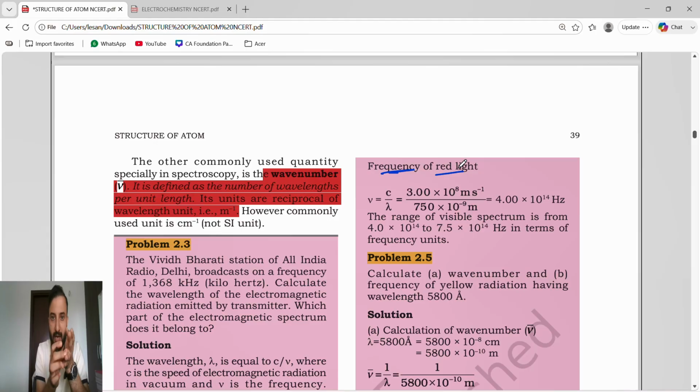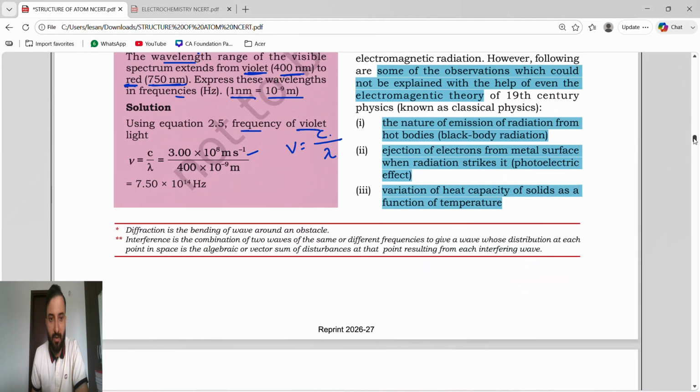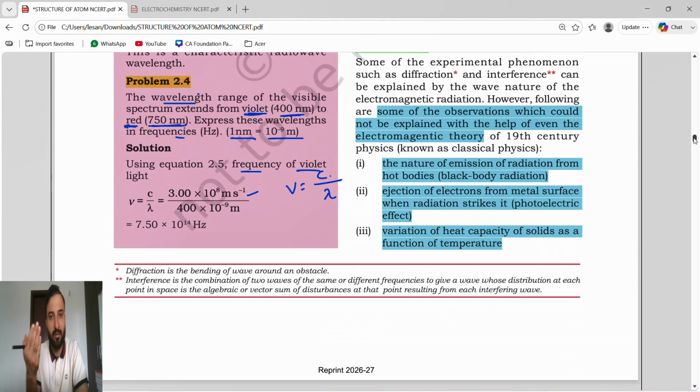Then guys, the red color wavelength is given. From the red color wavelength I will find the red color frequency. Whoever's wavelength is given, we will find its frequency. How will we find it? C by lambda. The C value will remain the same. The lambda value we have to substitute.